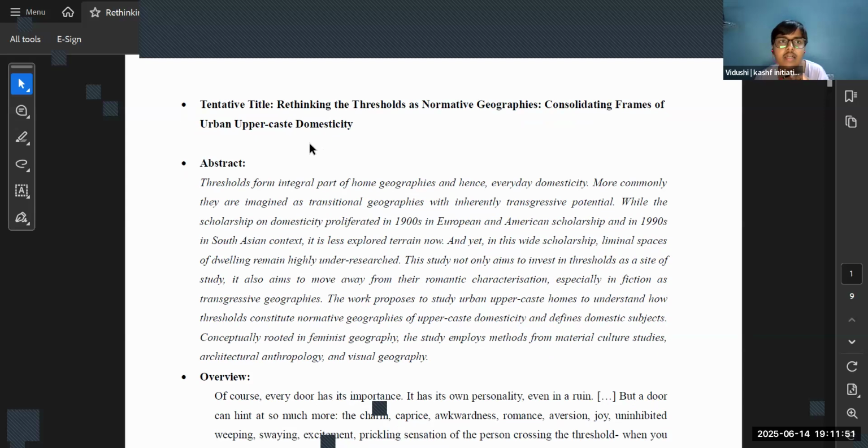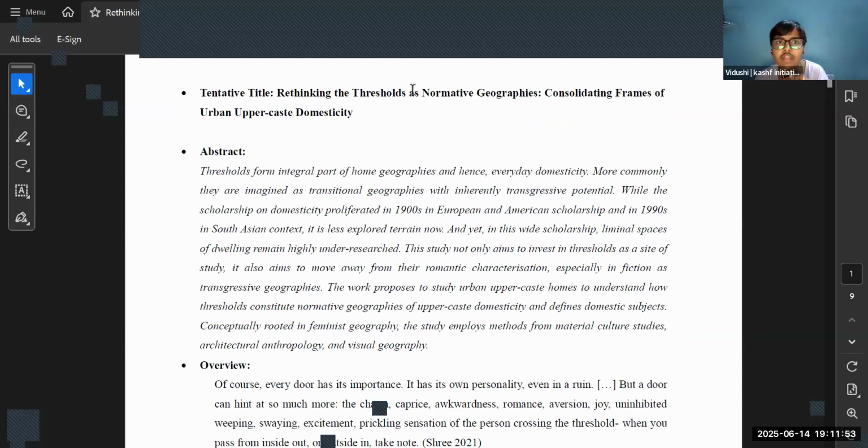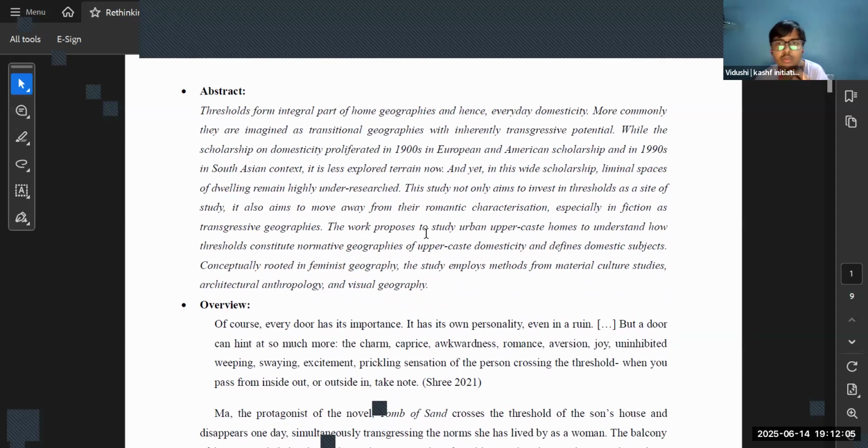So here I have written a tentative title and I have given a title here. I'm not going to go into the nitty-gritties of the proposal. I might just go through the sections of it. So here there's an abstract. Either you can have an abstract or, as Sana said, an introduction, which is basically introducing the idea.